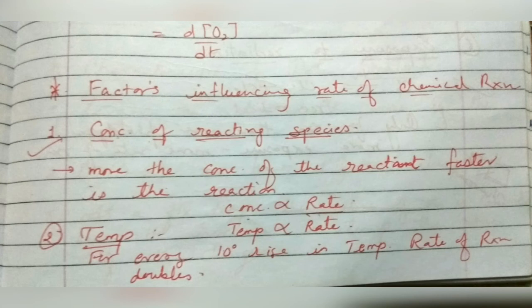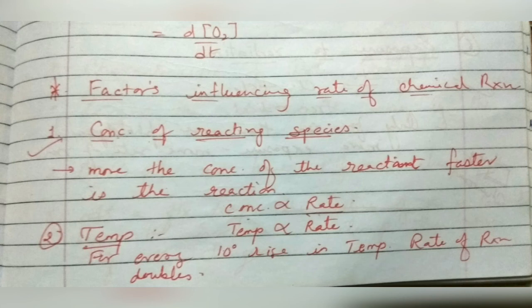So this can be the representation. Factors affecting the rate of chemical reaction. Number one, concentration of the species. The more the concentration of the reactant, the faster is the reaction. It means concentration is directly proportional to the rate of reaction. Also the temperature: as the temperature increases, your rate of reaction increases, and as the concentration increases, your rate of reaction increases. So these are the factors which are affecting, or we can say influencing, the rate of chemical reaction.